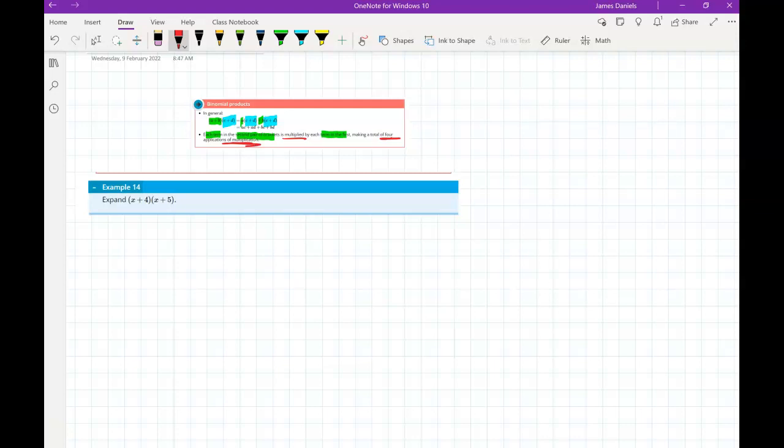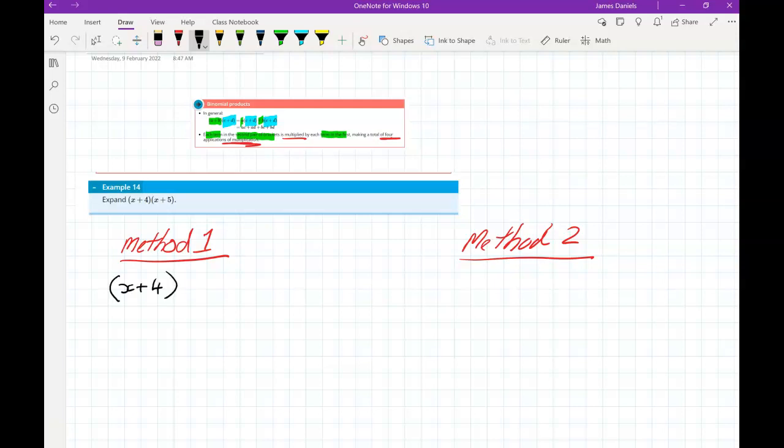All right, I'm going to do method 1 first. After that, I will do method 2. And then we will move on to the examples. All right, the question asks to expand. And expanding, we're going to remove the brackets. So I'm going to write the question out. x plus 4 and x plus 5.